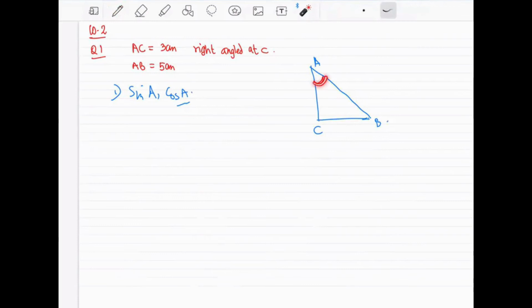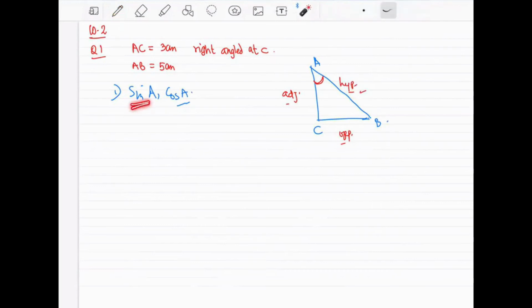Based on this angle, what is the opposite? This is the opposite, so BC is opposite. I'm labeling it. And the side that is next to this angle itself will be the adjacent, right? Now we know adjacent, we know opposite. The hypotenuse is supposed to be fixed, but let's write it anyway.